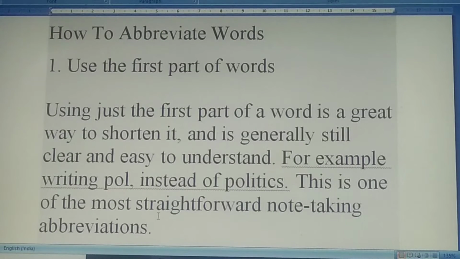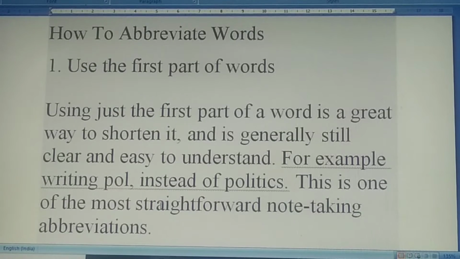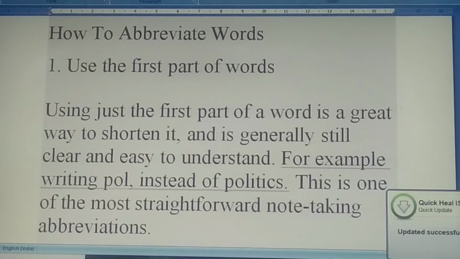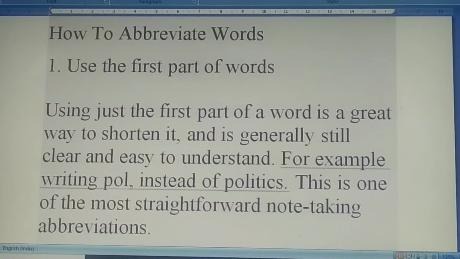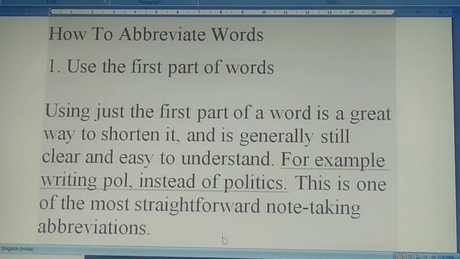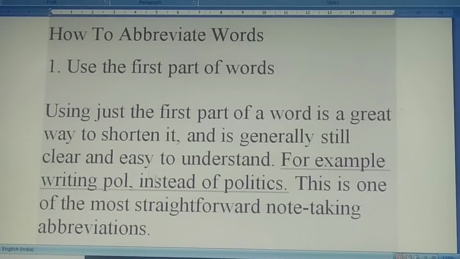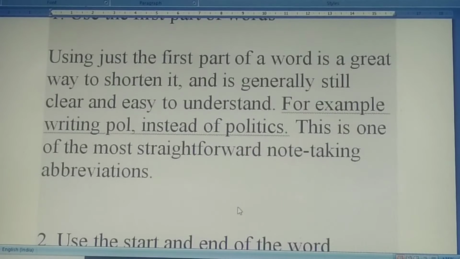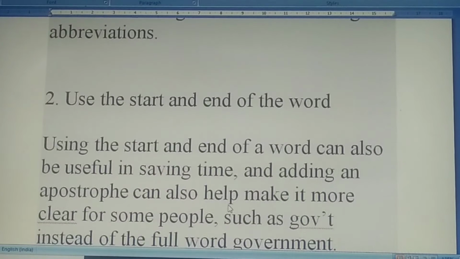Note down everything. So the first point: use the first part of words. Using just the first part of a word is a great way to shorten it and is generally still clear and easy to understand. For example, writing Pol instead of politics. This is one of the most straightforward note making abbreviations. Yes, this is very clear.